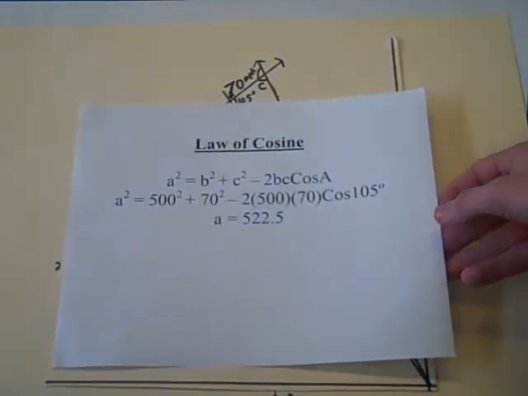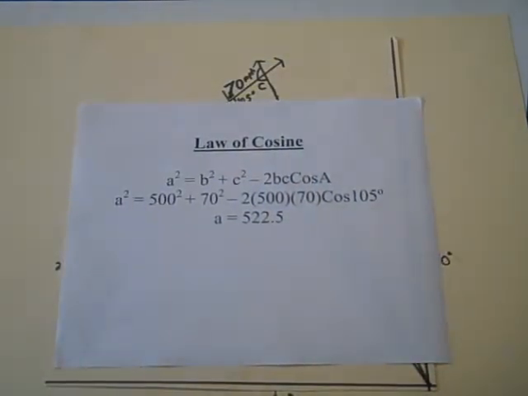The equation we use is a squared equals b squared plus c squared minus 2 times b times c times the cosine of angle A. Substituting the values we have into the equation, we get a squared equals 500 squared plus 70 squared minus 2 times 500 times 70 times the cosine of 105 degrees. When we plug this into the calculator, we get A is equal to 522.5. This means that the new speed of the plane is 522.5 miles per hour.